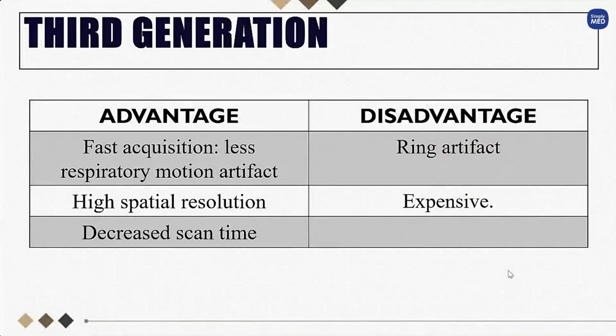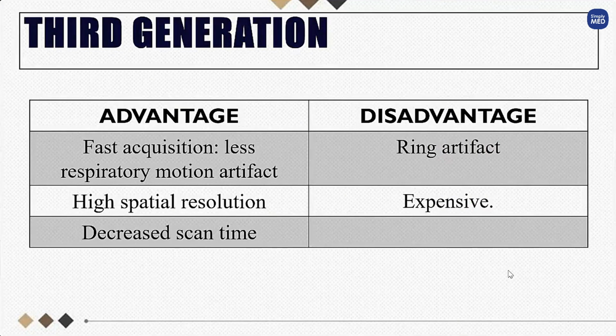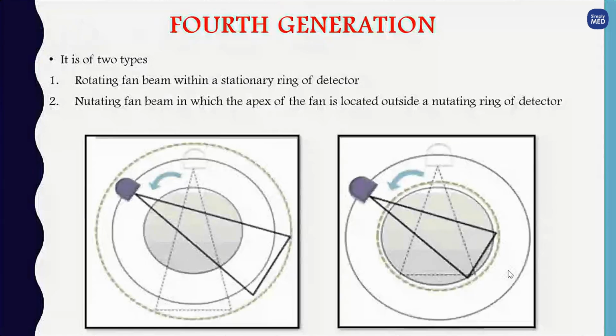So the advantage is we get fast acquisition. Since there will be less respiratory motion artifact, high spatial resolution, and scan time is less. Disadvantage, we have ring artifact formed and it is a little bit expensive.